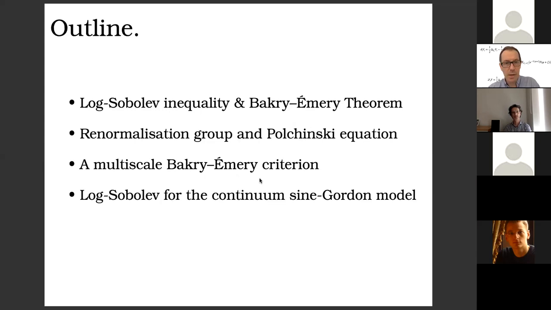In particular, I'm going to recall what's known as the Polchinski equation on the evolution of some effective potential. And after that, I will explain how the Bakry-Emery criterion can be improved in a multiscale Bakry-Emery theorem, and conclude with an application of this criterion to the continuum sine-Gordon model. So that's basically the program for this talk.